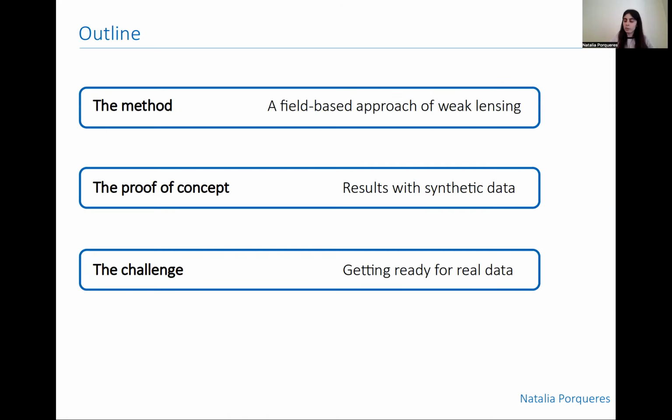So this brings me to the outline of the talk. I'm going to first present the method, the field-based approach for weak lensing. I'm going to then show the proof of concept. We did some tests with simulated data to see what's the constraining power of these methods, how much we gain from going to the pixel level. And then I'm going to describe the challenge of getting ready for the real data application.